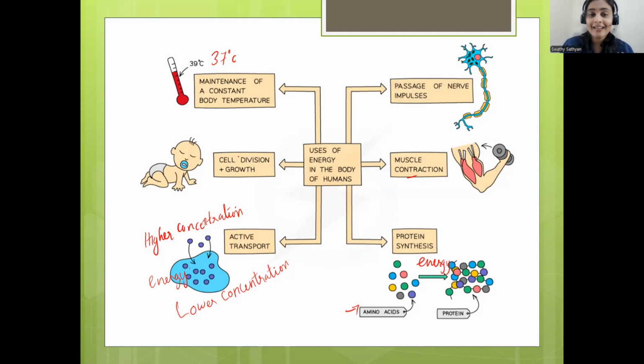Then cell division or growth. So we grow bigger and bigger, right? But we require energy for growing. We require energy for doing all the daily activities that we are doing right now. So for that also, energy is a must. So these are the uses of energy in the human body.